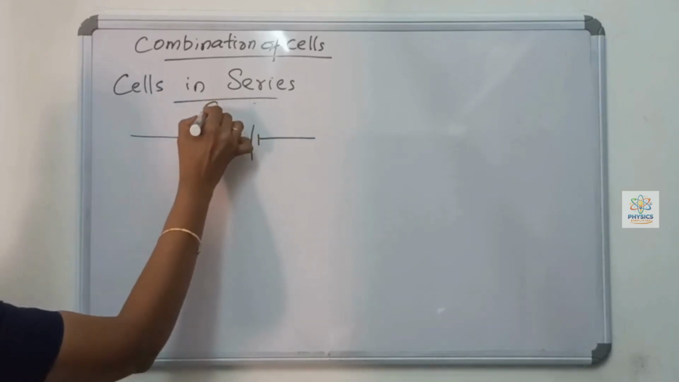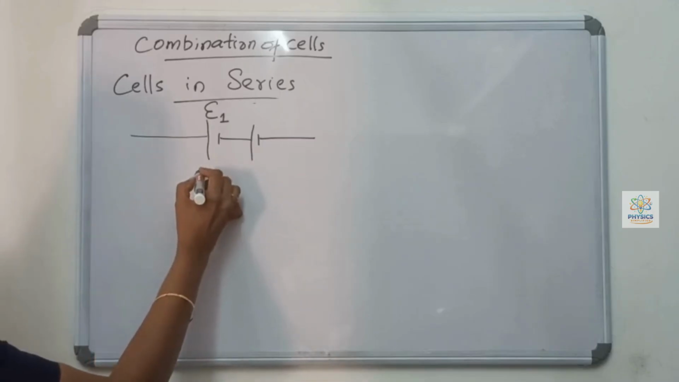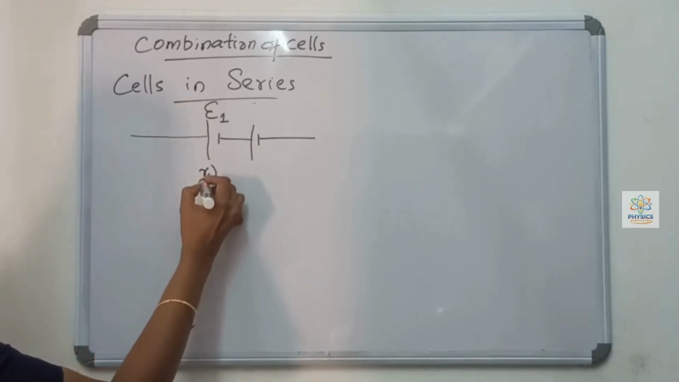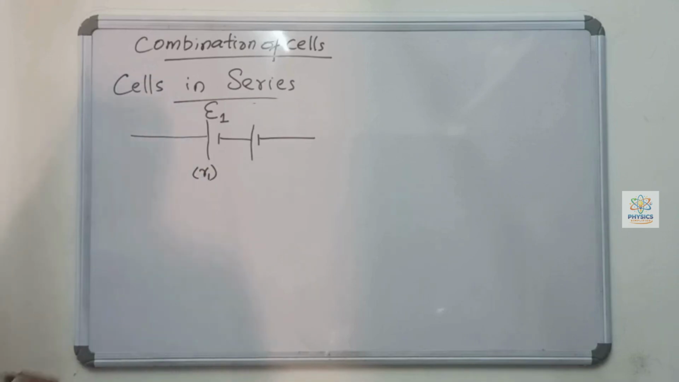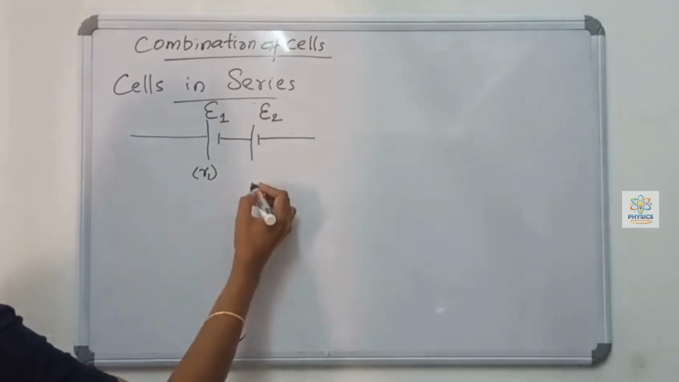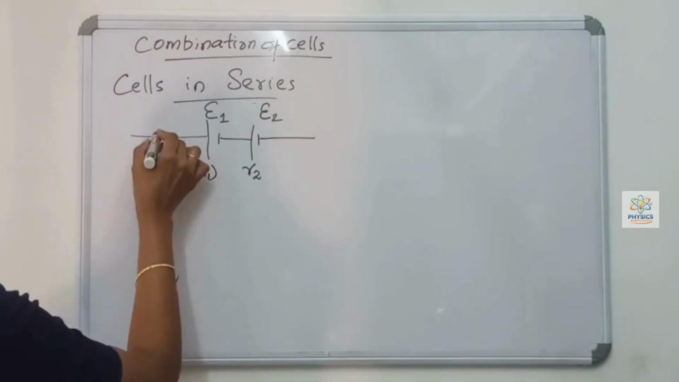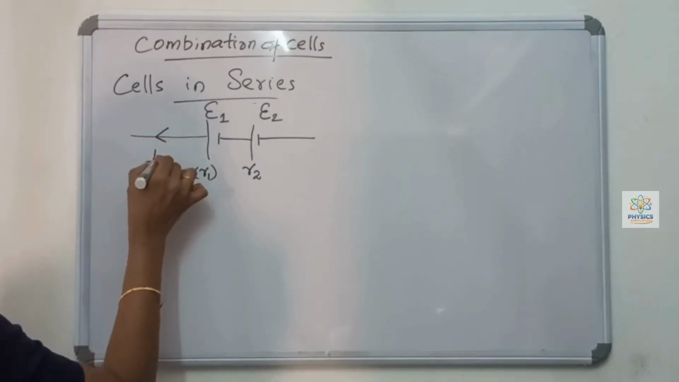The EMF of the first cell is taken as E1 and the internal resistance of the first cell is R1, and the EMF of the second cell is E2 and the internal resistance is R2. Let I be the current.